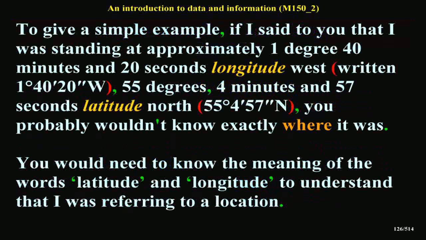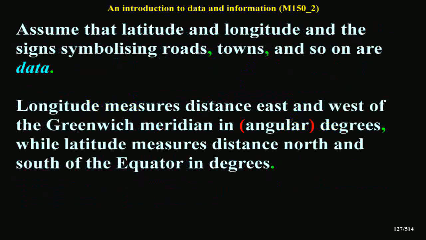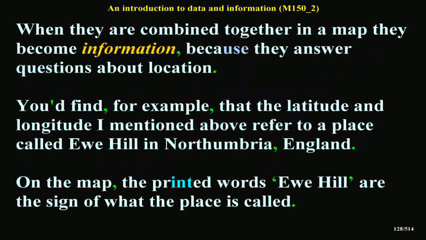You would need to know the meaning of the words latitude and longitude to understand that I was referring to a location. Assume that latitude and longitude and the signs symbolizing roads, towns, and so on are data. Longitude measures distance east and west of the Greenwich meridian in angular degrees, while latitude measures distance north and south of the equator in degrees. When they are combined together in the map, they become information, because they answer questions about location.